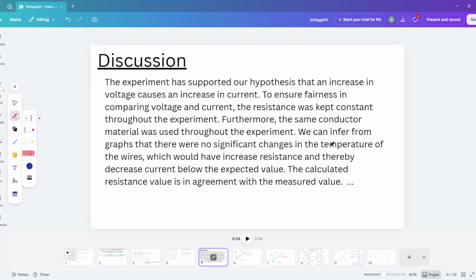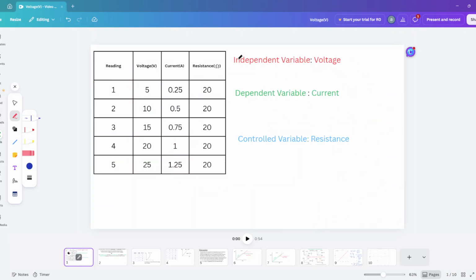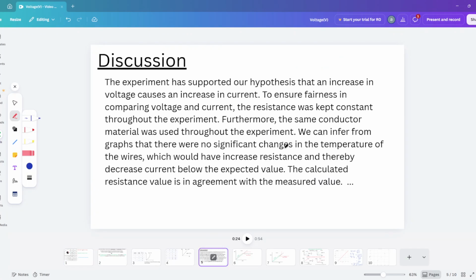So we can infer that there were no changes in the temperature of the wires. If there were, that would increase the resistance, and then it would decrease the current below the expected value. And then we calculated the resistance using the gradient, and so this is our calculation. We get 20 ohms, which is what we also measured here. Okay, and then you go to your conclusion.